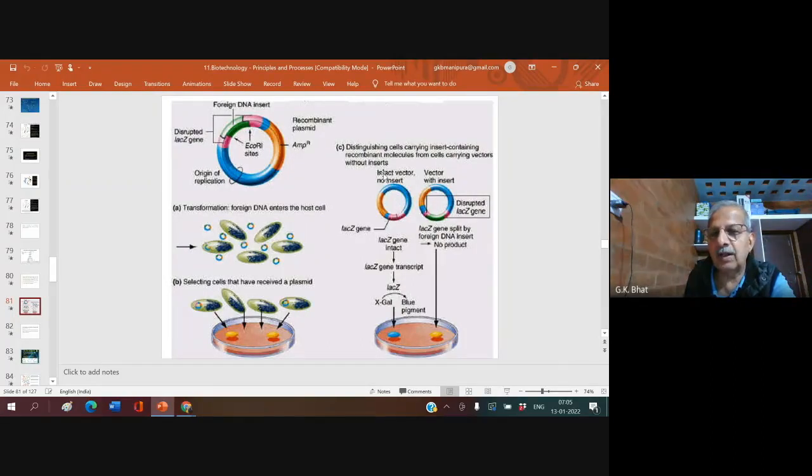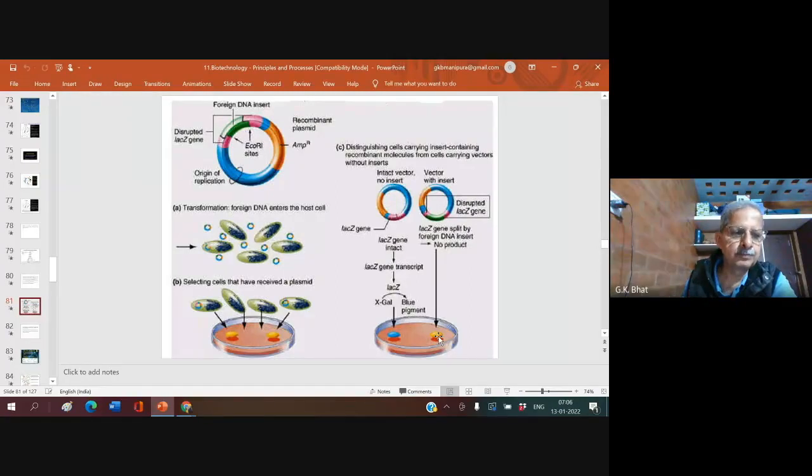This is intact vector, no insert. LAC-Z gene is still functional. LAC-Z gene is intact. LAC-Z gene transcript processes beta galactosidase, and this beta galactosidase transforms the chromogenic substance into blue pigment. And wherever this insert is there, LAC-Z gene is split by foreign DNA insert. No product of the LAC-Z gene, that is beta galactosidase, so no blue color, so colorless.